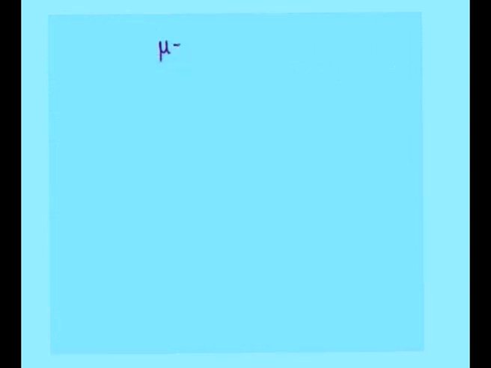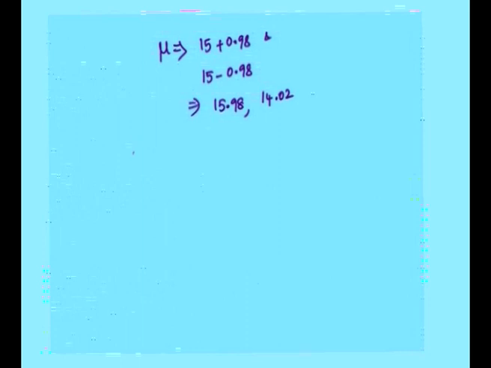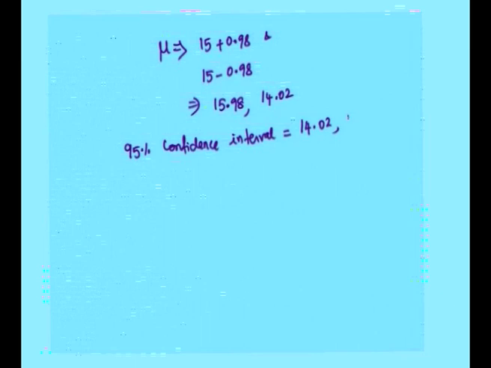that is one value is 15 plus 0.98 and another value is 15 minus 0.98. 15 plus 0.98 is 15.98 and another one is 14.02. So, when you want it in the interval format, 95% confidence interval will be 14.02 comma 15.98, because smaller value should be written first, it is in the interval format.